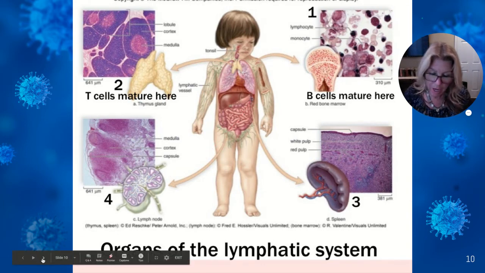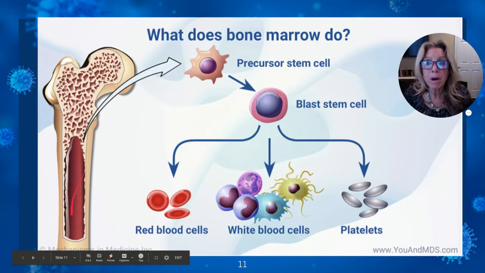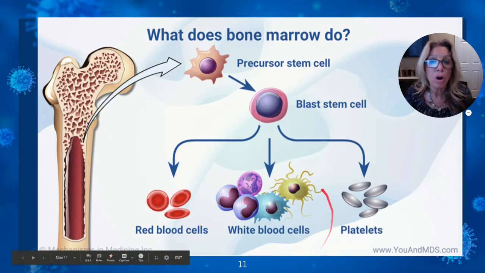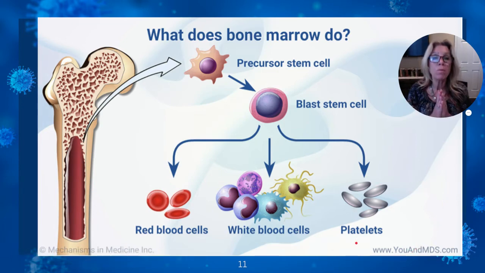Okay, so your red bone marrow is where all your blood cells come from. Red blood cells, all your white blood cells, and your platelets. So red bone marrow, all blood cells form from this tissue. Okay? And then you need to know that B cells actually mature in the bone marrow. They mature in the bone marrow, okay?